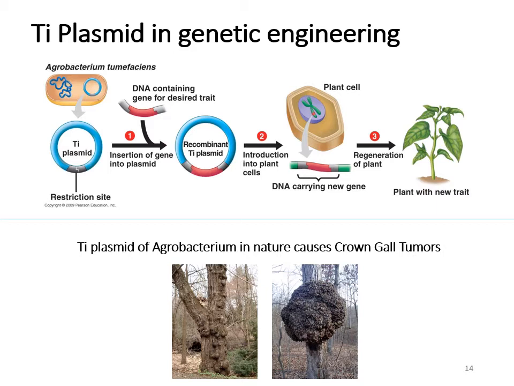So that's how we do genetic engineering a lot of times when it comes to plants and crops: we use the Ti plasmid. Make sure you know that if you see a crown gall tumor, that's thanks to Agrobacterium tumefaciens. Remember that, it may pop up again.